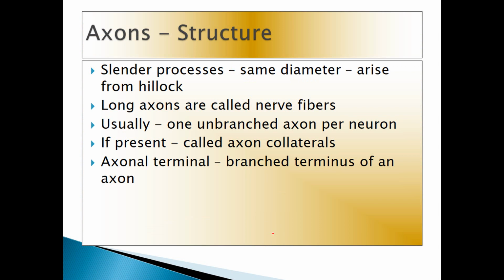The axons now, they're the same diameter. They arise from the hillock. There's usually one unbranched axon per neuron. If branches are present, this isn't too clear here, but if branches are present, they're called axon collaterals. And the axonal terminal is the branched terminus of an axon. And we already know that, right? Here are all of these vesicles containing neurotransmitters, right? So that's the axonal terminal.